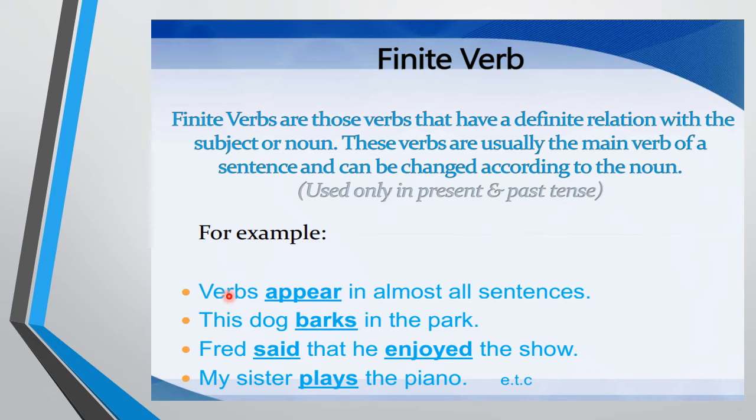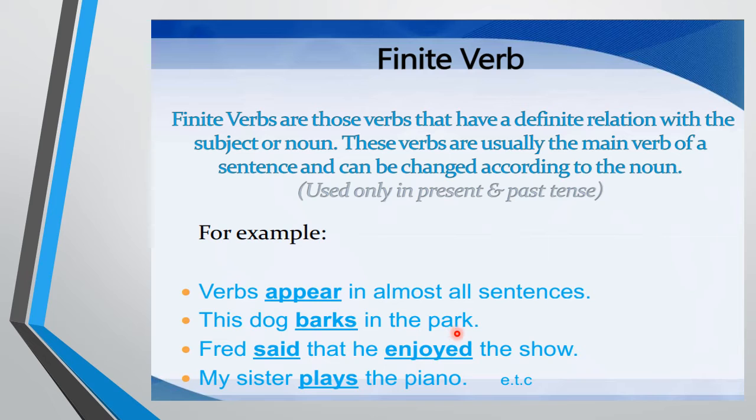So for example, verbs appear in almost all sentences. Here, appear is underlined, so it is finite verb because this is a present tense. If you change it into past tense, verbs appeared in almost all sentences. So appear has been changed. Appear becomes appeared. So that is why it is finite because it can be changed.